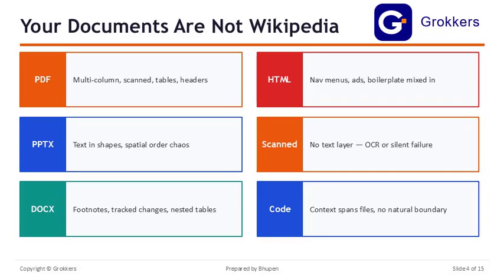PPTX files have text scattered across shapes and text boxes in an order that makes visual sense on screen, but is completely arbitrary when read programmatically. DocX files come with footnotes, track changes, nested tables, and embedded objects that chunkers rarely handle correctly. HTML pages from the web mix article content with navigation menus, cookie banners, sidebars, and footer links. Scanned documents may have no text layer at all, producing either empty chunks or garbage from a low-quality OCR pass. And code files have no natural paragraph boundary. A function split mid-body across 2 chunks makes neither chunk usable. The practical implication is that before you can chunk, you almost always have a document pre-processing problem to solve first.